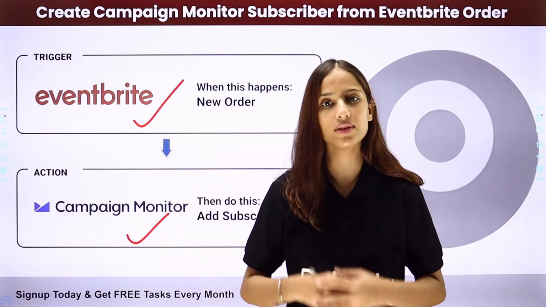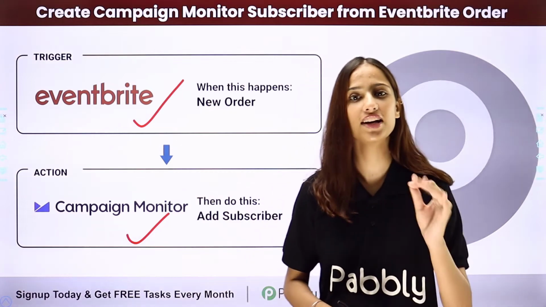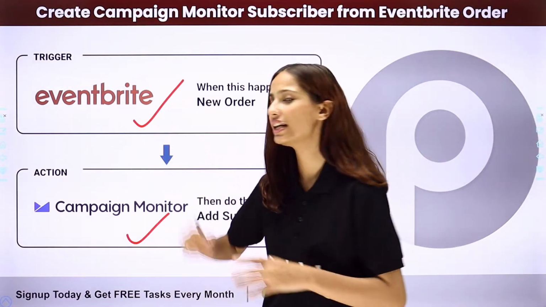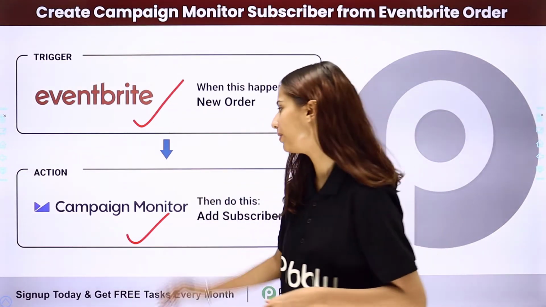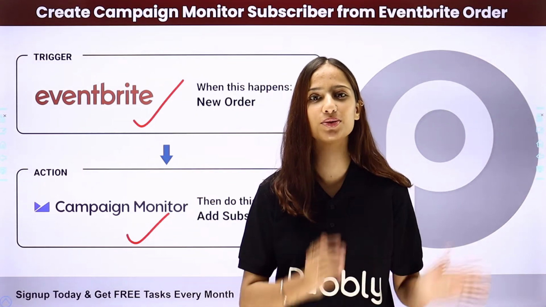So how will we perform this integration? For that we will be using Pabbly Connect, where our trigger application will be Eventbrite and our action application will be Campaign Monitor. To learn how I set up this automation, follow me through the screen.